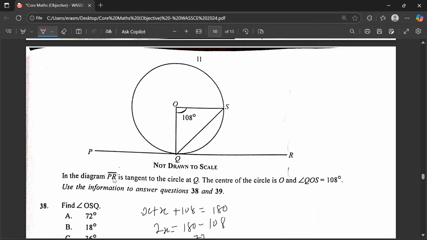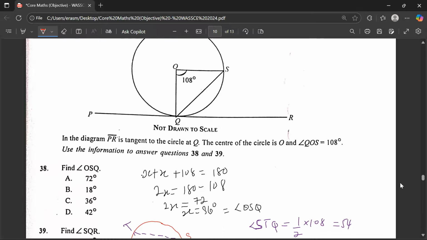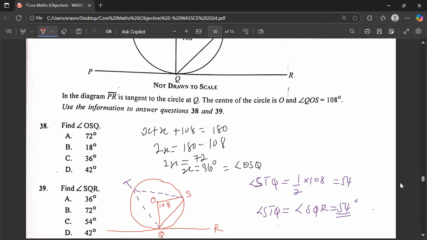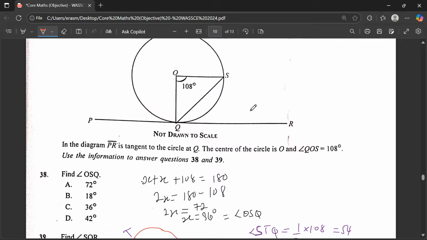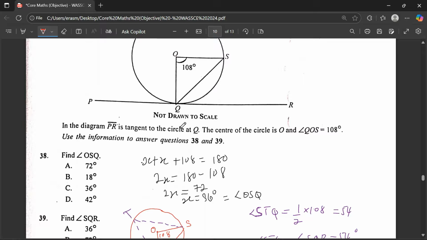Now in the diagram, PR is a tangent to the circle at Q. This is Q. The center of the circle is O, and angle QOS equals 108 degrees. That is this angle. Use the information to answer questions 38 and 39. Find angle OSQ, right?